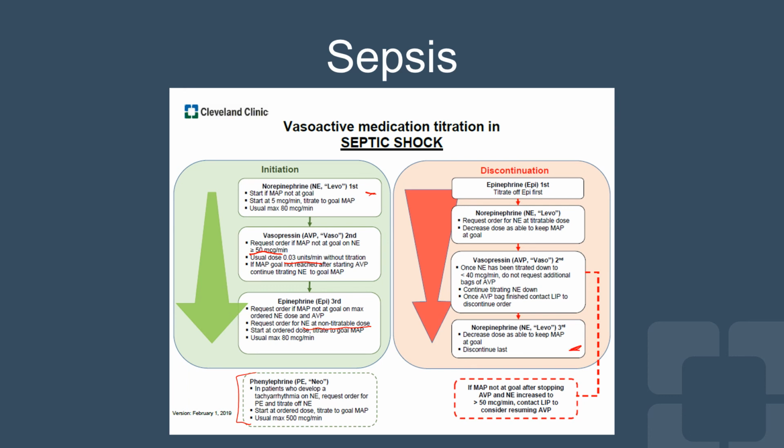Now, as we're discontinuing, we're titrating off of the epinephrine down to 0. Once the epinephrine is titrated down to 0, then you can request an order for norepinephrine to be titratable. You can then titrate the norepinephrine down to less than 40 mics per minute. Once the norepinephrine has been titrated down to less than 40, then you can let the bag of the vasopressin run out. Then you can continue titrating down on your norepinephrine. And norepinephrine will be the last one that you stop in the patient.